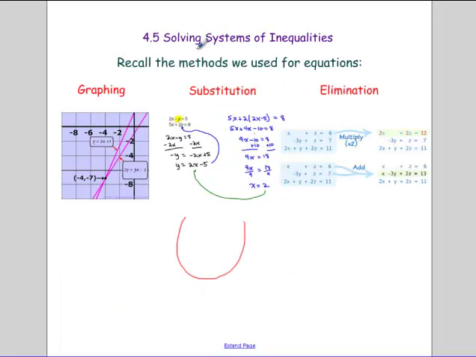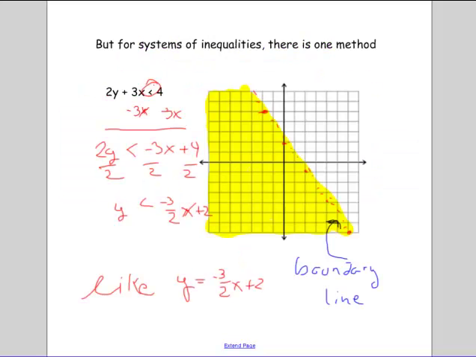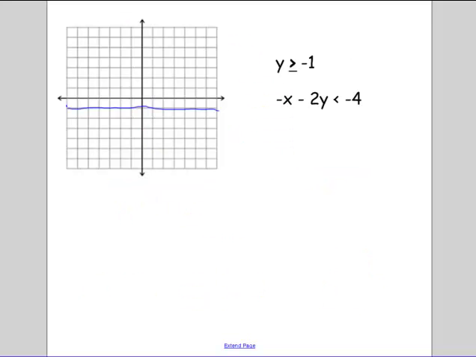We're talking about systems, right? And systems are more than one equation, more than one equality. And I didn't show you a system here, I just showed you one inequality. So how's this going to be different? It's going to be the overlapping of shading.